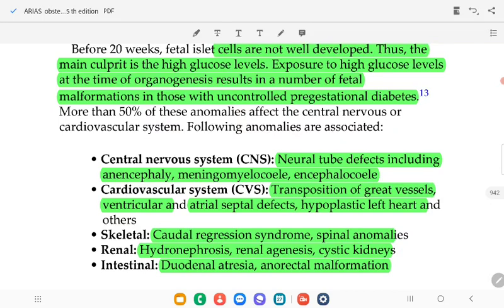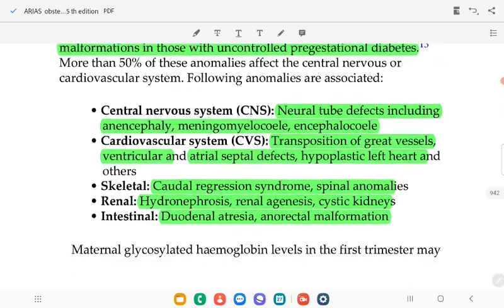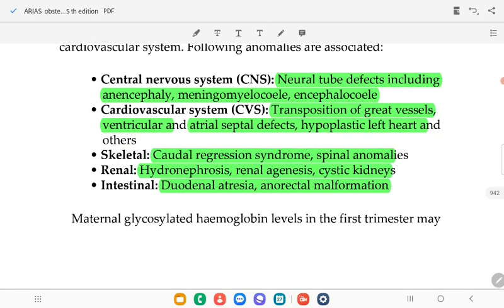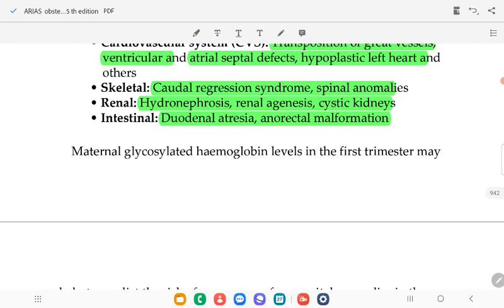The following anomalies are CNS, CVS, skeletal, renal, and intestinal. CNS neurological defects include anencephaly, meningocele, meningomyelocele, encephalocele. In cardiovascular: ASD, VSD, transposition of great arteries, and hypoplastic left heart. Skeletal: caudal regression syndrome, spinal anomaly. In renal: hydronephrosis, renal agenesis, cystic kidney. Intestinal: duodenal atresia and anorectal malformation.